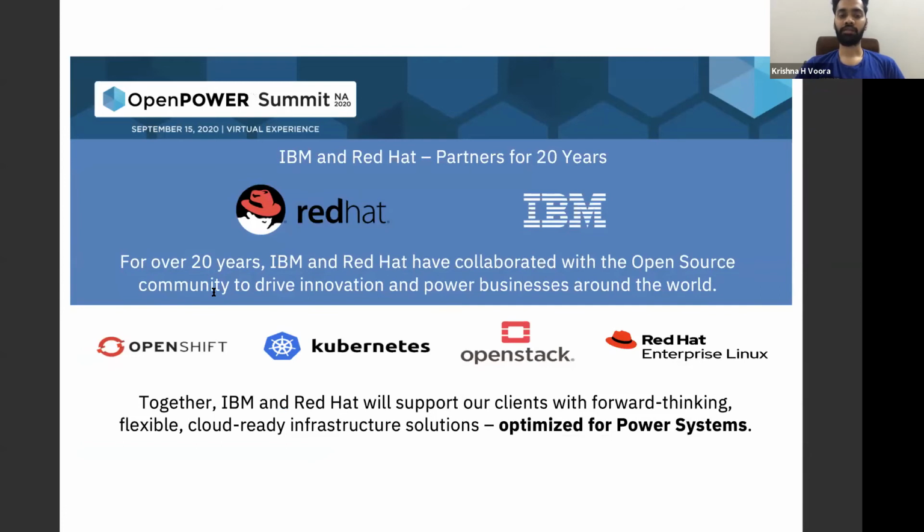IBM and Red Hat have coexisted in the open source ecosystem for more than 20 years. And they have done a marvelous job, and they have come up with beautiful product portfolios which complement each other as well. Speaking specifically from IBM Power Systems, Red Hat Enterprise Linux has been available on IBM Power Systems for quite a long time. That said, we also have had Red Hat's OpenStack available on IBM Power Systems. We also have now Red Hat's OpenShift container platform available on IBM Power Systems.